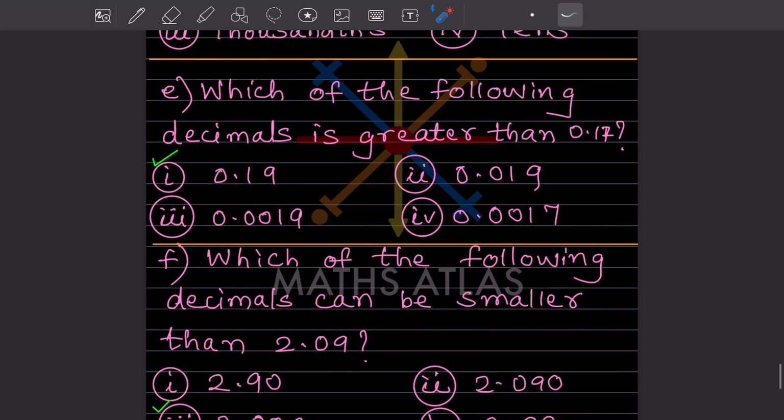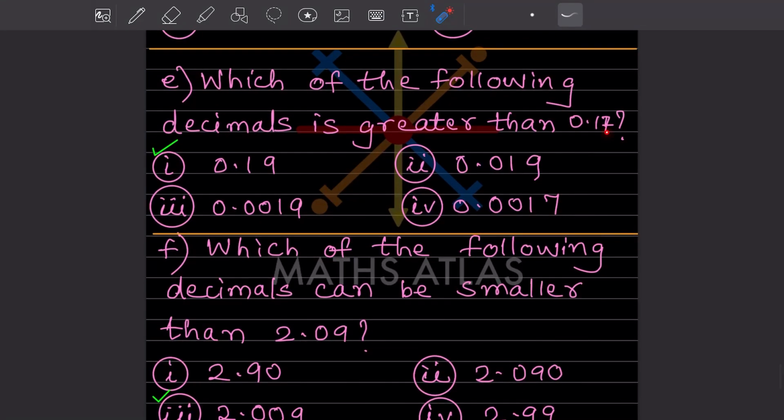Which of the following decimals is greater than 0.17? Of course, compared to 0.17, this will be 0.19, because if 0 comes after the point, that becomes smaller. 0.00 means this becomes even smaller. So 0.19 is the correct option.